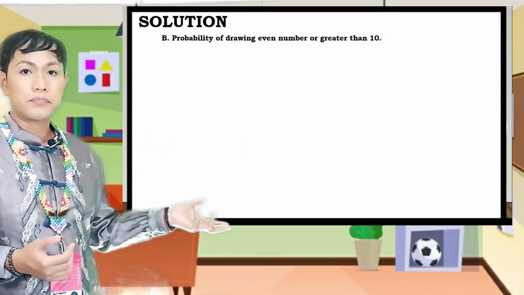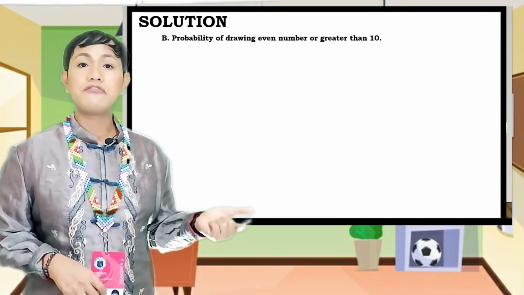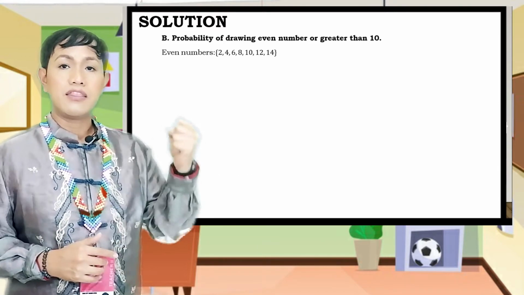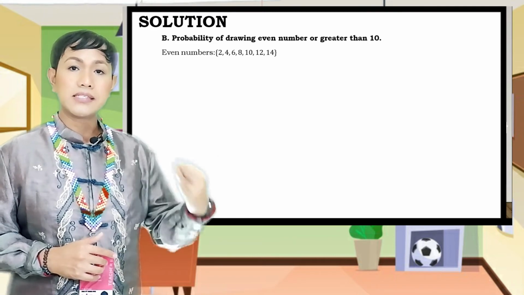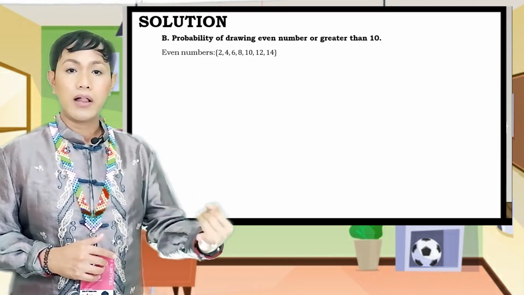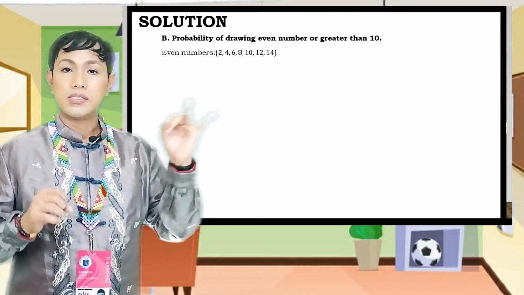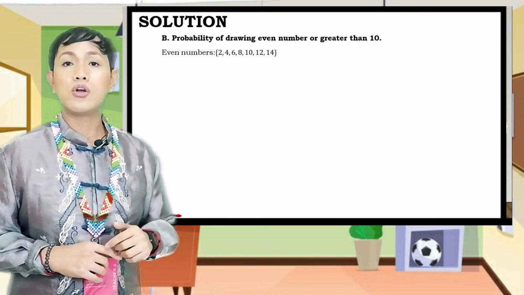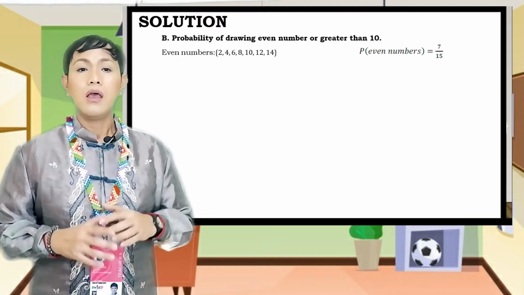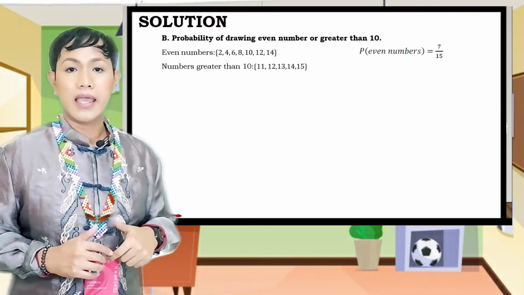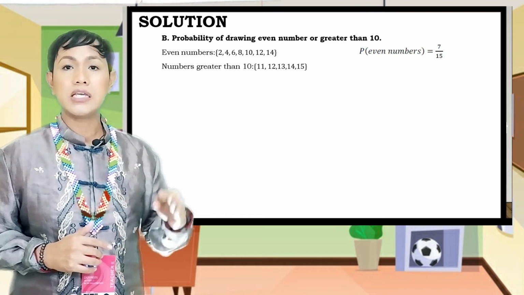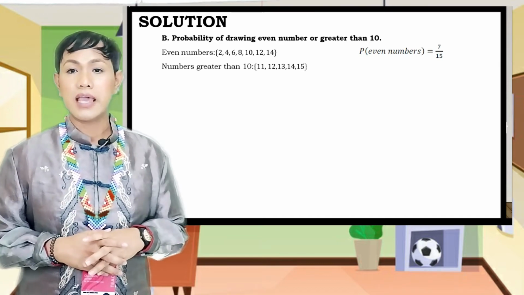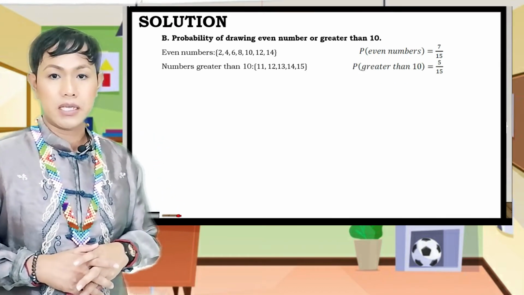Here is the solution. The probability of drawing an even number or greater than 10. First, we will list the even numbers. These are 2, 4, 6, 8, 10, 12, and 14. So, we see on my hand 7 numbers. So, the probability of getting an even number is equal to 7 over 15. On the other hand, the numbers greater than 10 are 11, 12, 13, 14, and 15. So the probability that you will draw numbers greater than 10 is equal to 5 over 15.